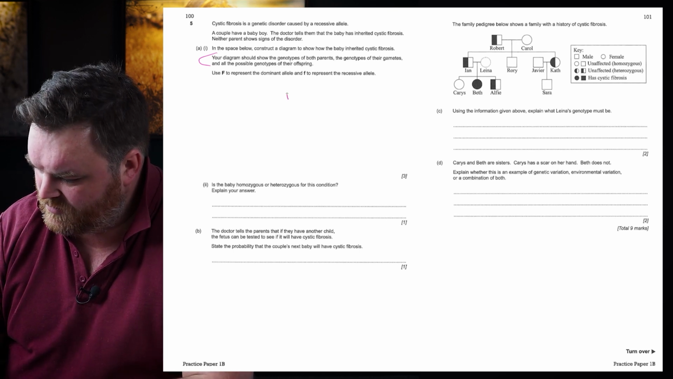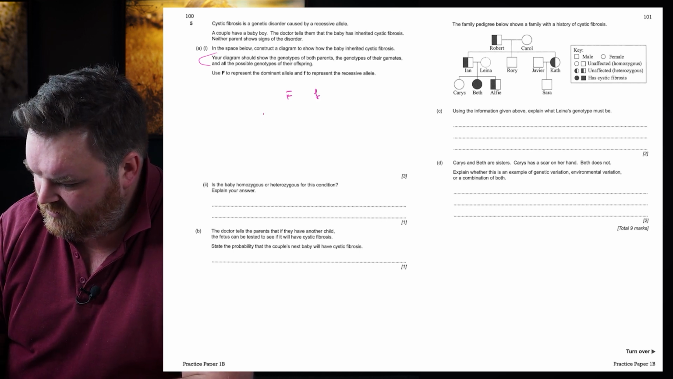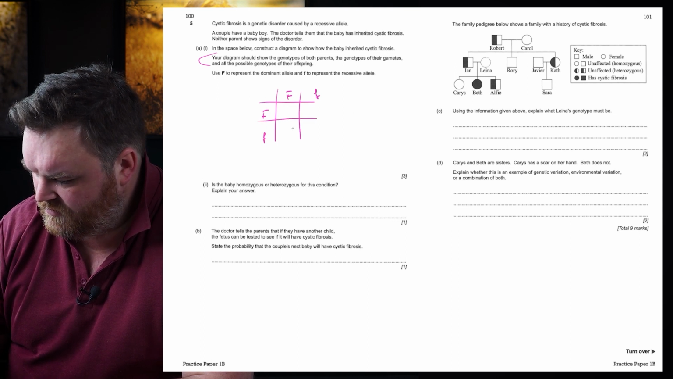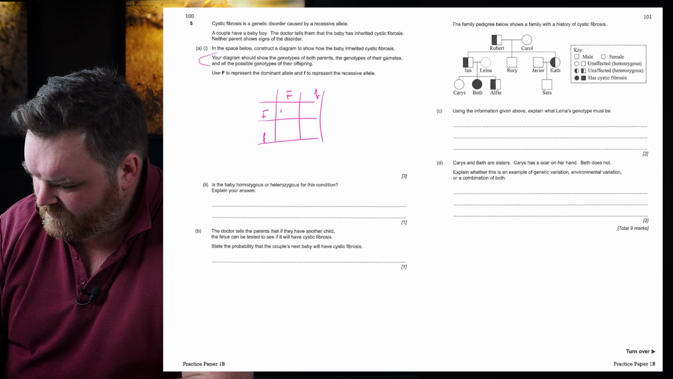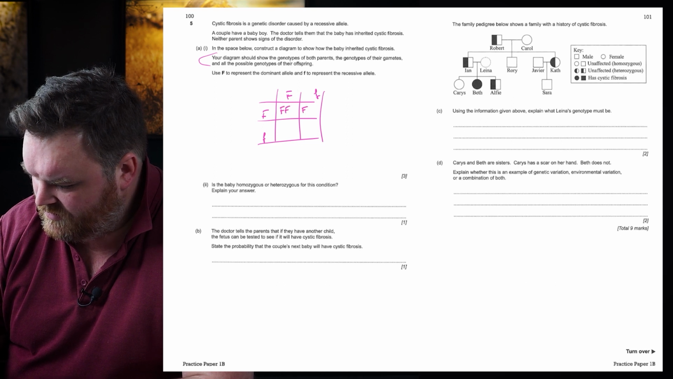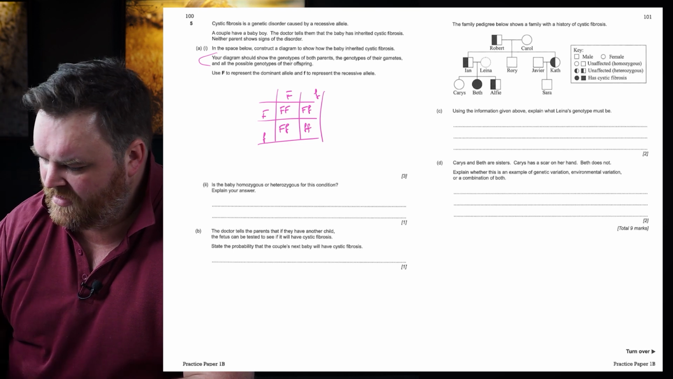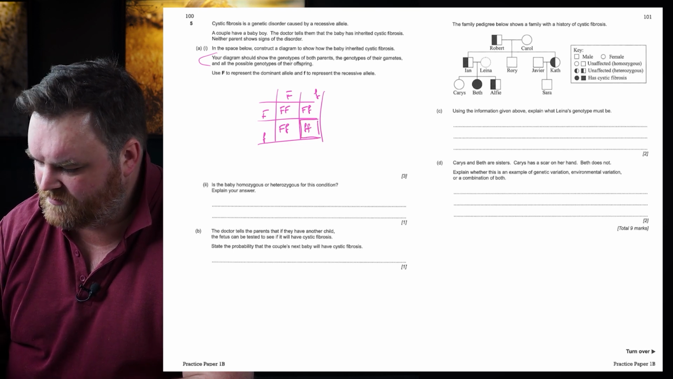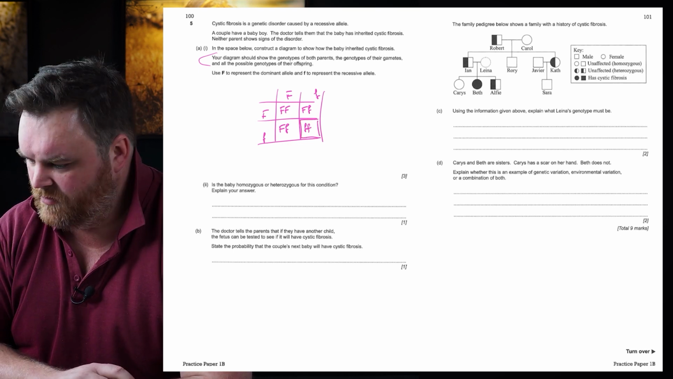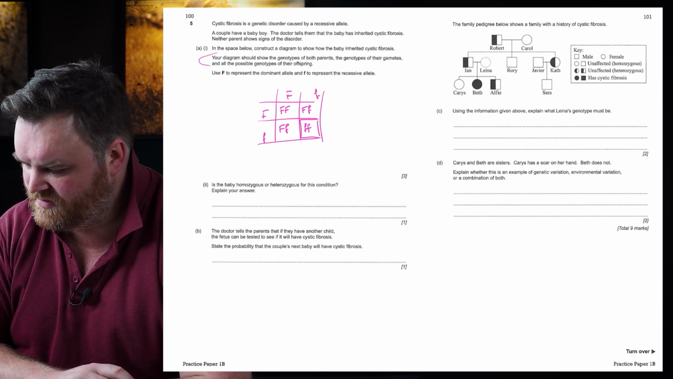So my Punnett square will look something like this. I'll put one parent up there, the second parent down the side, and then for my offspring, I have homozygous dominant, heterozygous, and homozygous recessive in the bottom right. This bottom right is my individual with cystic fibrosis. So that's the offspring, the baby boy in this case.